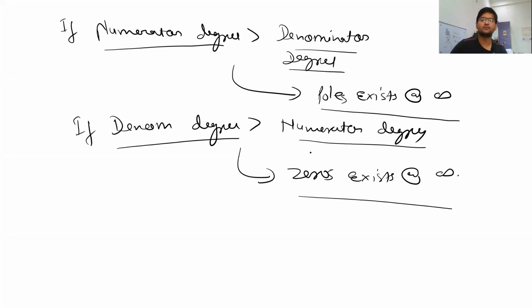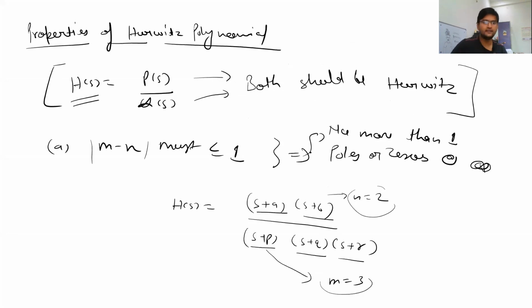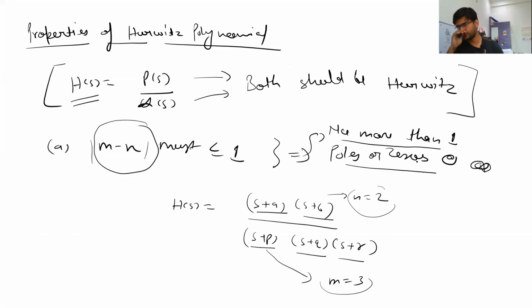So in your condition, if you come back to it, this difference in degrees, which is basically m minus n, must be less than or equal to 1. What does it mean? There must not be more than 1 pole or zero at infinity. Suppose the numerator power is greater than the denominator power by 1, there will be only 1 pole at infinity. If the difference is 2, there will be multiple poles at infinity, and basically, in the time domain, this system will become unstable.